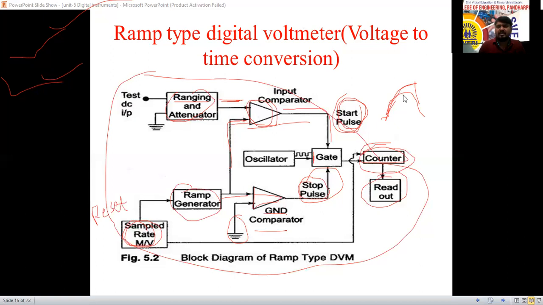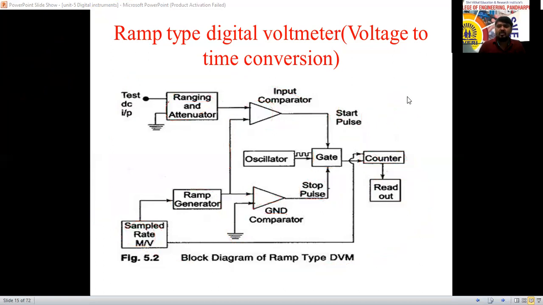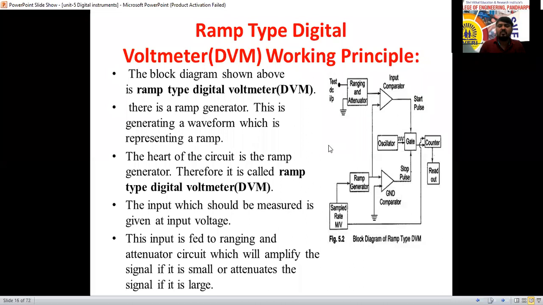There is nothing extra here. You only have to do the diagram explanation. Whatever I have explained, I have written here. The block diagram shown is the ramp type digital voltmeter. In this block diagram there is a ramp generator, which generates a waveform representing a ramp.